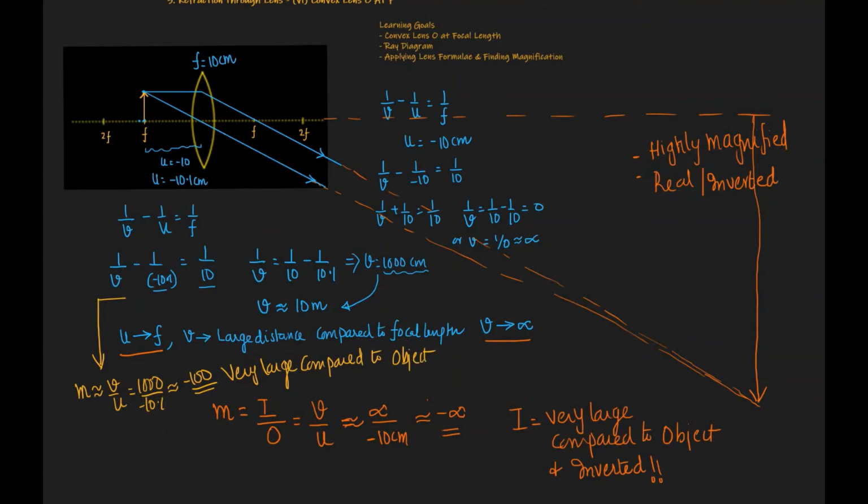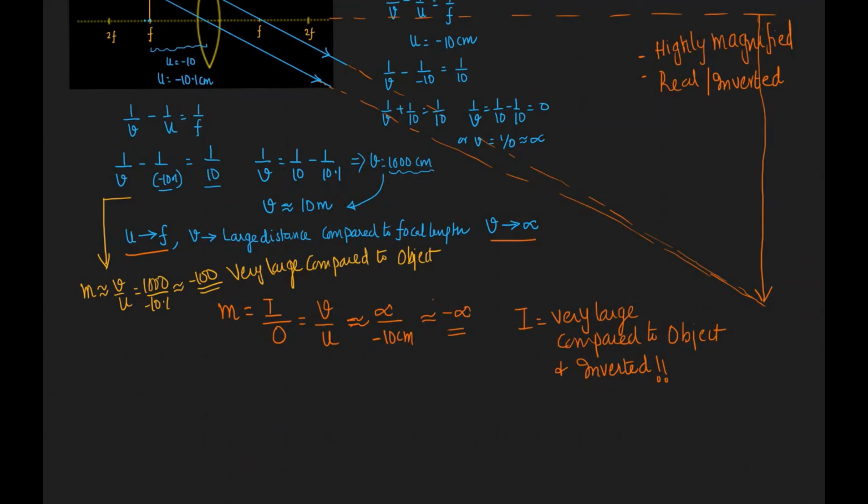So many times in physics, we tend to communicate saying, most textbooks would say, when U is at F, then V is at infinity. And we now know that what they're really implying is when U tends to F, V tends to infinity, and M is very large. So that's what we mean. I hope this makes sense to you.